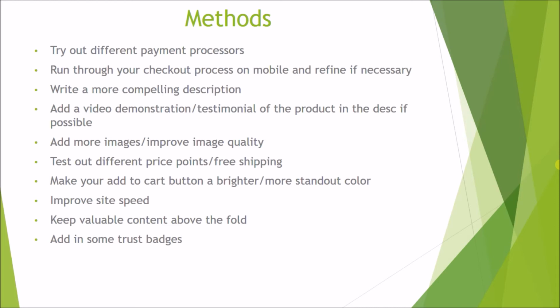So if you're selling AliExpress items and the pictures from the supplier aren't very good, then you just need to order a few and take your own. This is something you should be doing anyway, because your own pictures are always going to be better than theirs. So improve your image quality. And the next thing is to test out different price points and also test out free shipping.